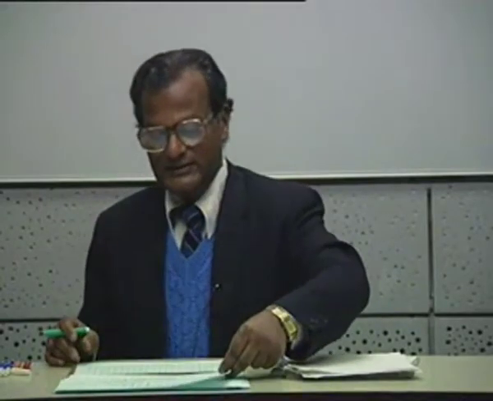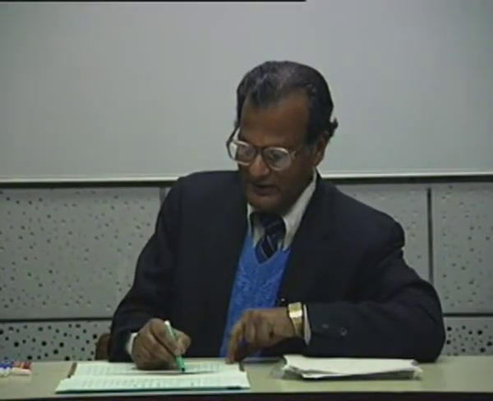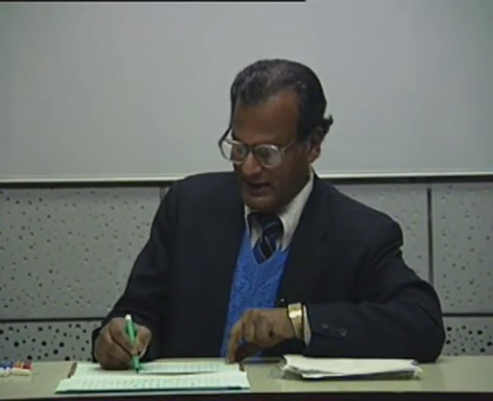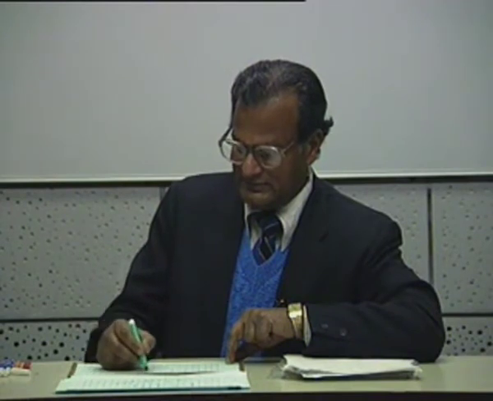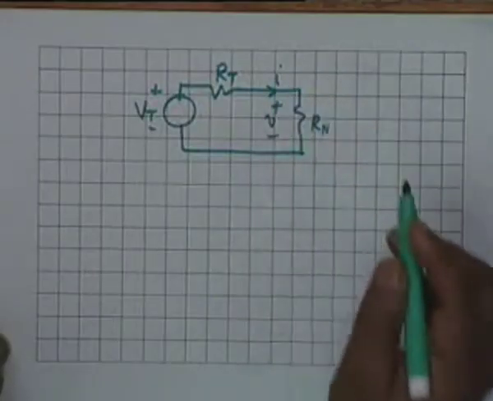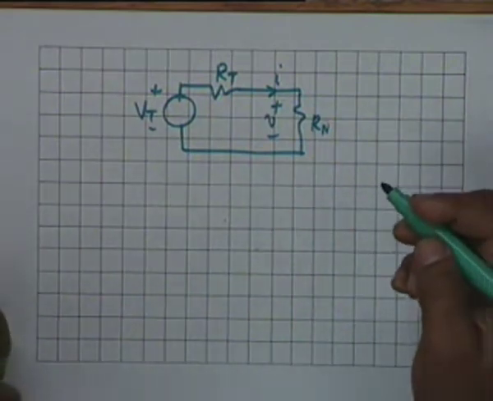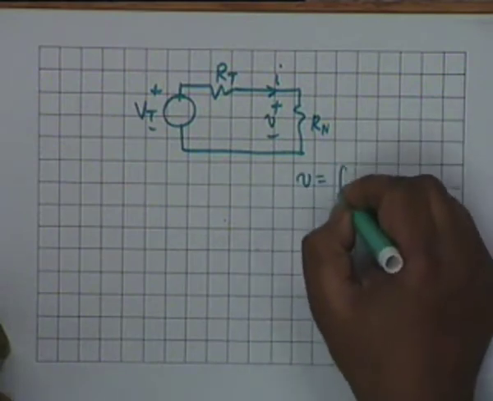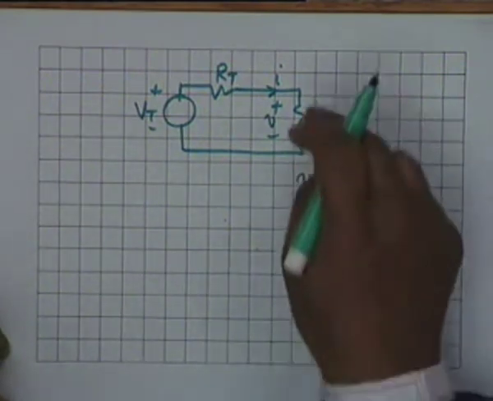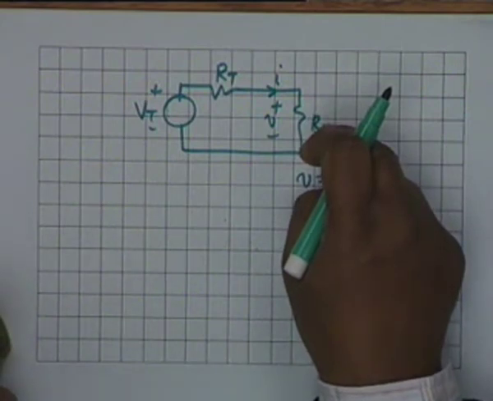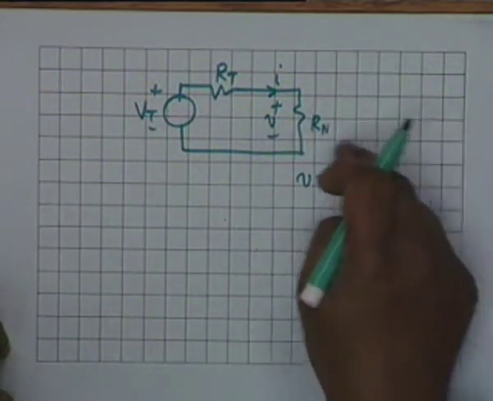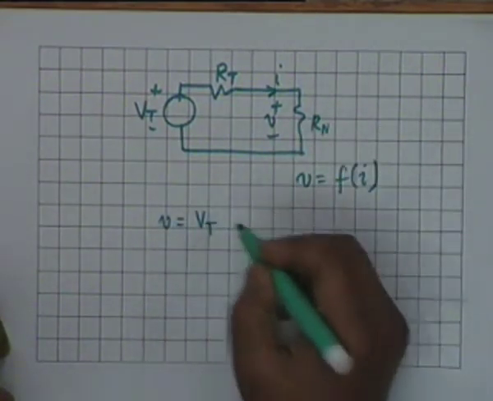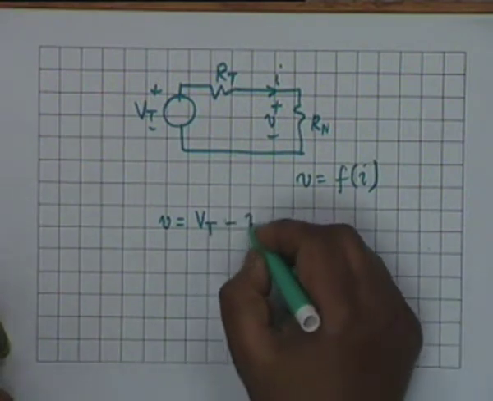If you look at this circuit once again, the Thevenin equivalent Vt plus minus series RT, then Rn, V and I, you see that one of the relations that V and I have to satisfy is that V equals f of I. This is because of the constraint by the nonlinear resistor. This is the nonlinear resistor characteristic. You also notice that V must be equal to Vt minus I RT.